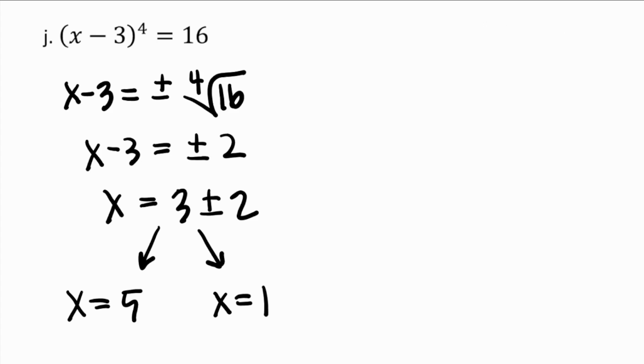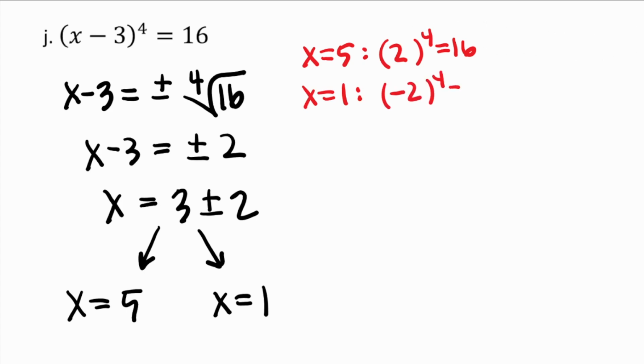In the past, it was absolute value. Now, really, it's two sides of the same coin. It's the same thing that's causing the extraneous solutions, but I'm not getting into that here. Okay, but with x equals 5, 5 minus 3 is 2 to the 4 equals 16, and with x equals 1, I've got negative 2 to the 4 equals 16, and both of those are true. So both of these are legitimate solutions.